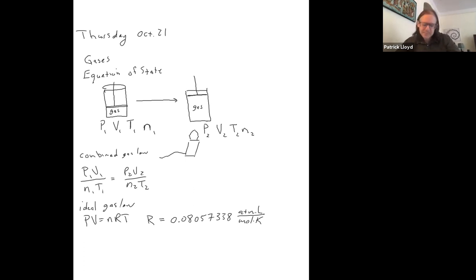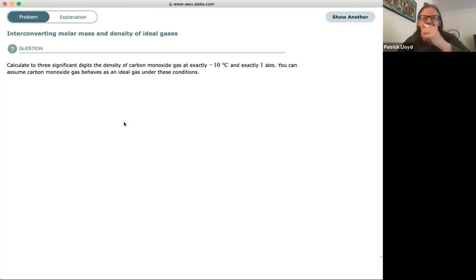So both the combined gas law and the ideal gas law are equations of state. They describe how the properties of the gas will change under certain conditions. Now, let's take a look at a problem involving the ideal gas law. This is the second type of problem we're going to do. It's called interconverting molar mass and density of an ideal gas. So an ideal gas is a gas that obeys this equation of state, the ideal gas law.